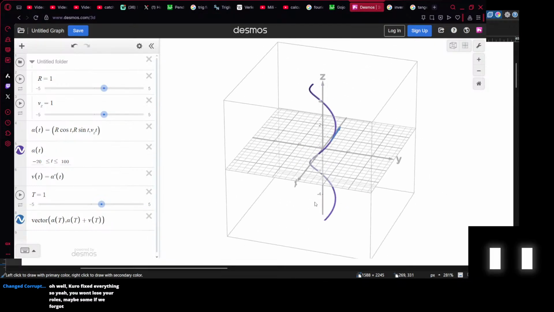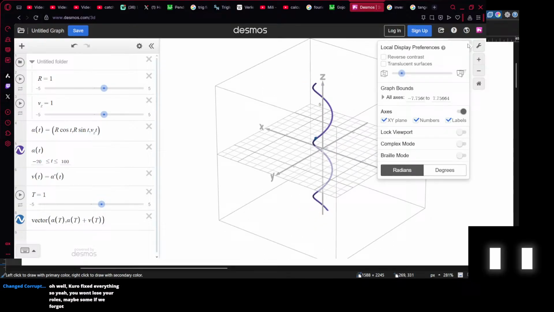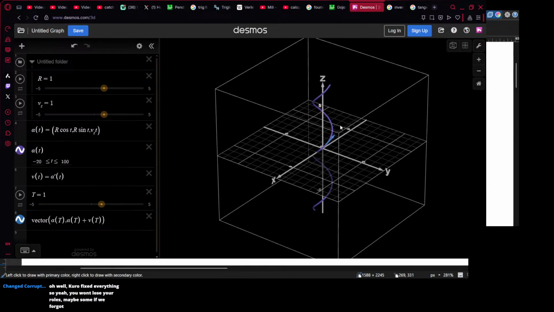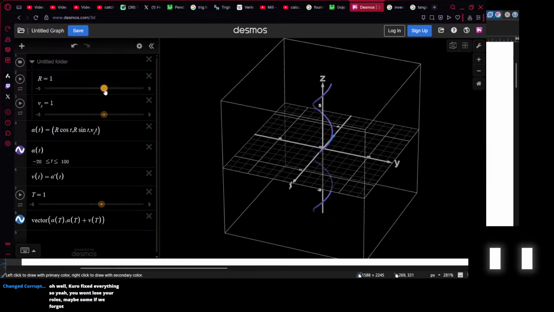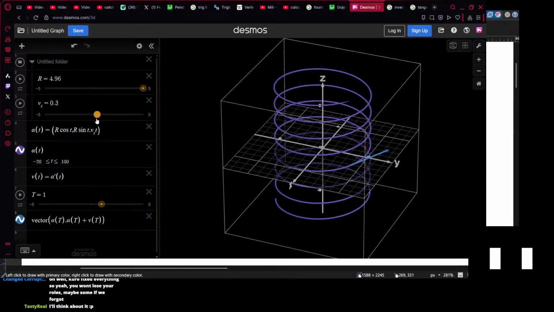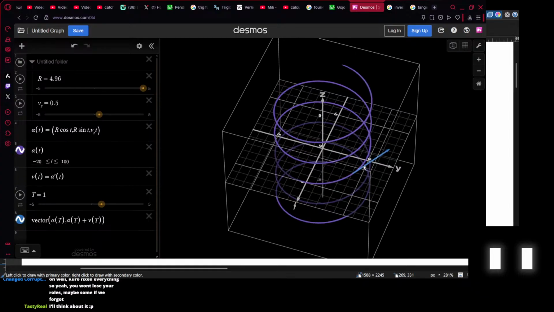Yep, perfect. All right. So here, as you can see, as we move, it's not really that clear. Let me reverse contrast for dark mode real quick. There you go. And then I'm gonna make R a little bigger and make it a little more coiled up. So as you can see here, the velocity vector is indeed tangent to the curve at the point.